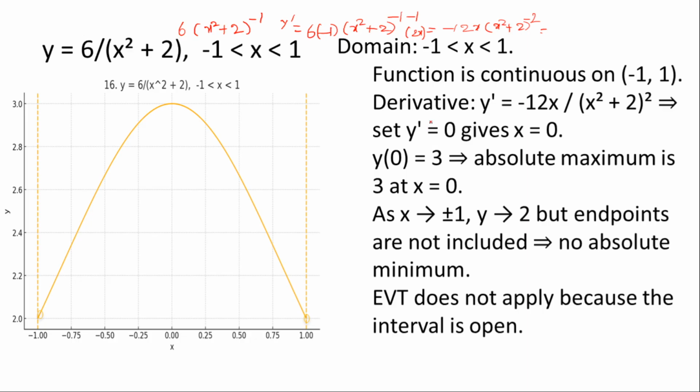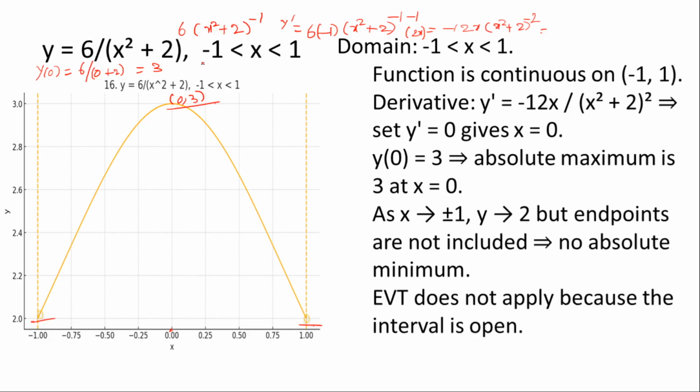When we substitute x equal to 0 in the given equation, y of 0 equals 6 divided by 0 squared plus 2, that is 3. So f of 0 is 3. At x equal to 0, y is 3. That is the absolute maximum. But there is no absolute minimum.